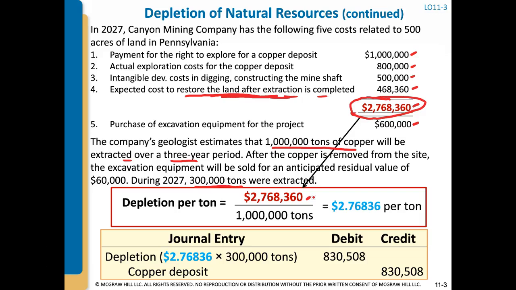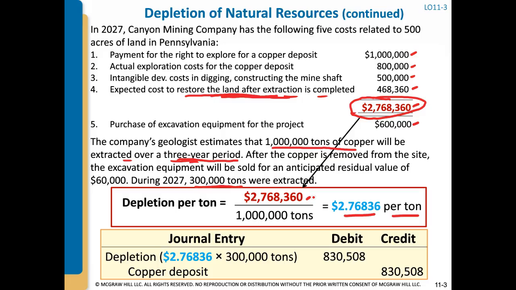But in this situation, it's not told, so we assume 0. So you do the depletion base divided by the number of units estimated to be extracted over the lifetime of the project. Now notice we have a 3-year period. That's irrelevant in terms of calculating the depletion per unit, which in this case are tons. It's just that we will deplete it for 3 years, and then the copper rights will be done.